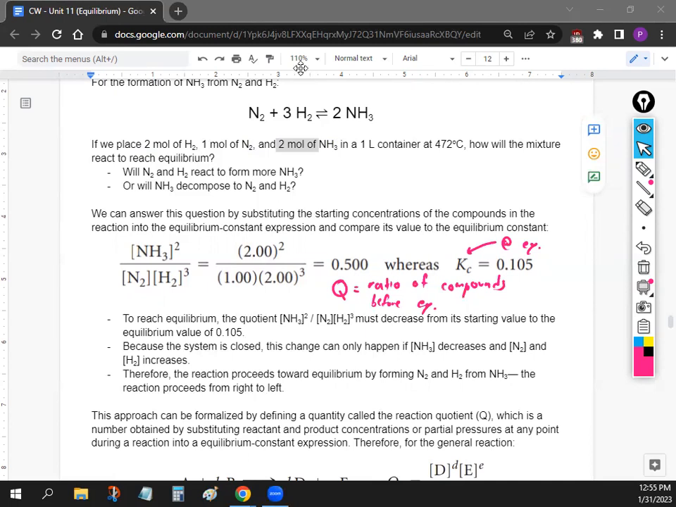Yeah, so that's another way to think about it. Yeah, so Q tells us basically what's going to happen in order to get to equilibrium concentration.